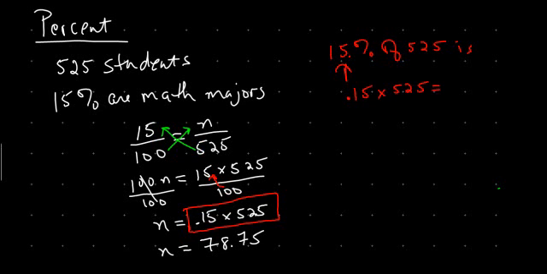You don't have to set up the proportions. I think students find these more difficult. I did it once here to show you that what we actually really do is just multiply by the decimal form of the percentage. So that is going to be my 78.75. Let's do another example here.